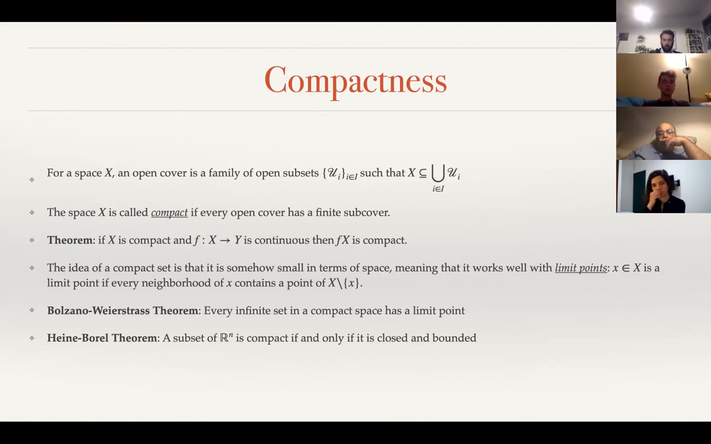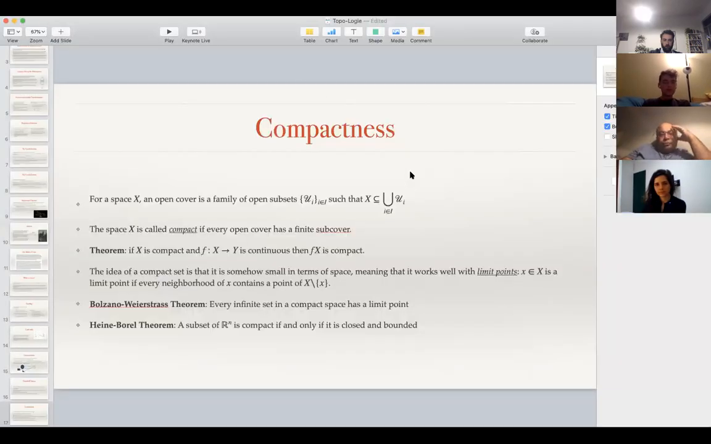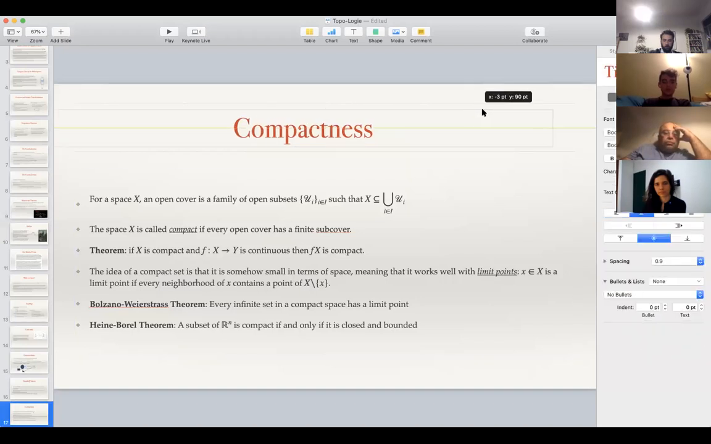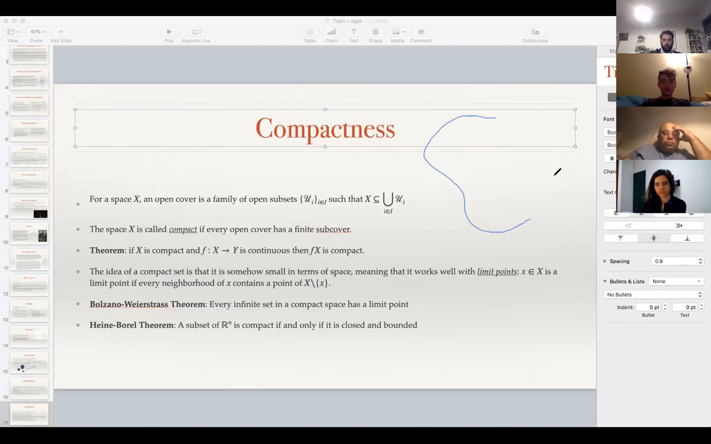Okay, so let me draw. Imagine I have a space X here. Then an open cover is going to be a bunch of open sets like this that together cover the whole thing. Okay, so we can see this as compact.